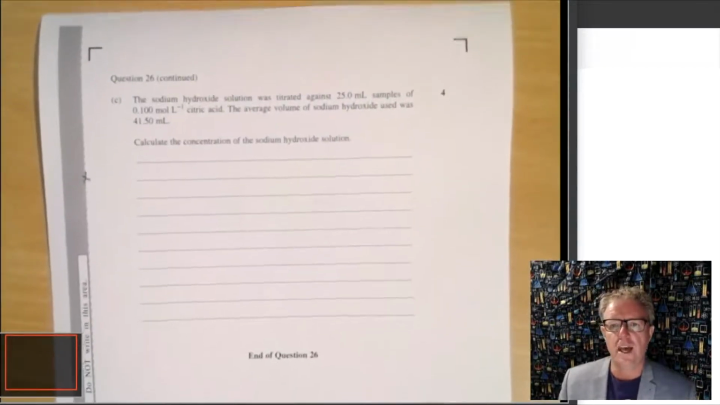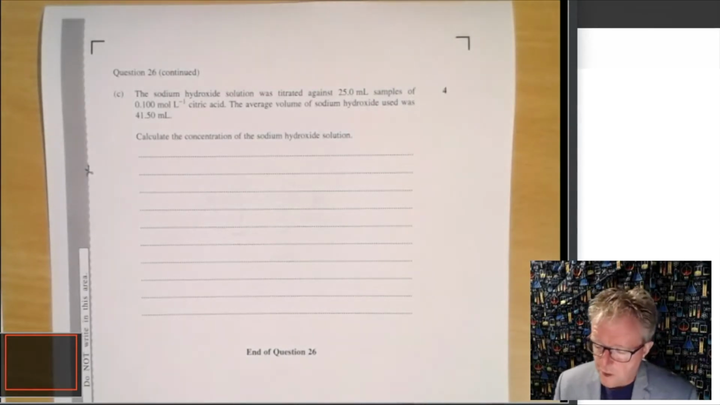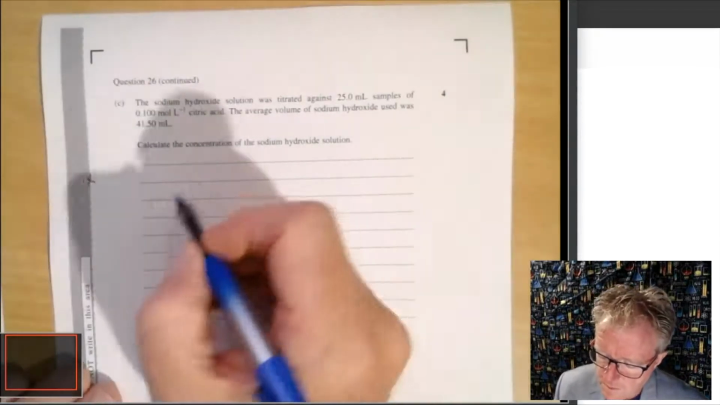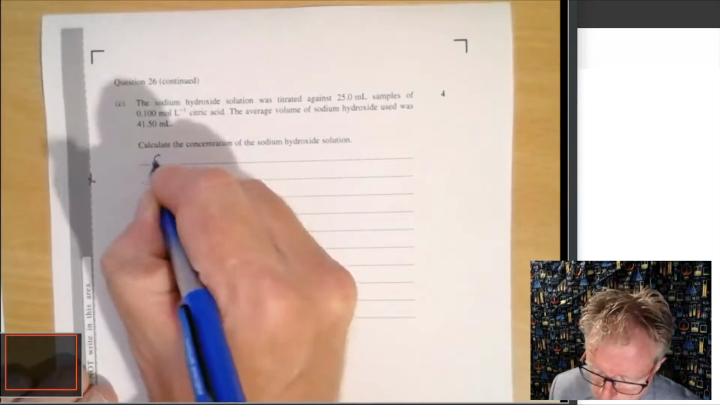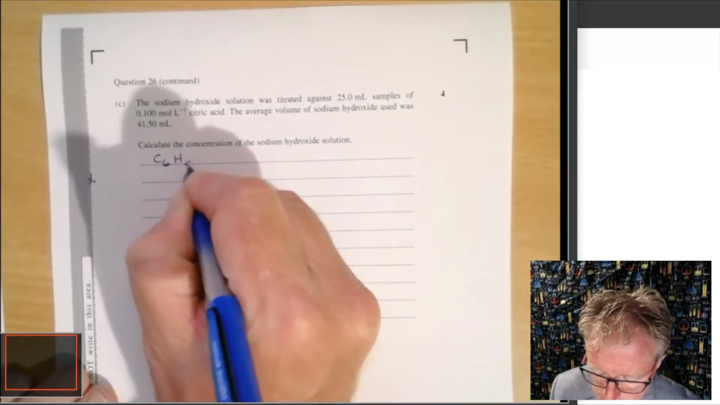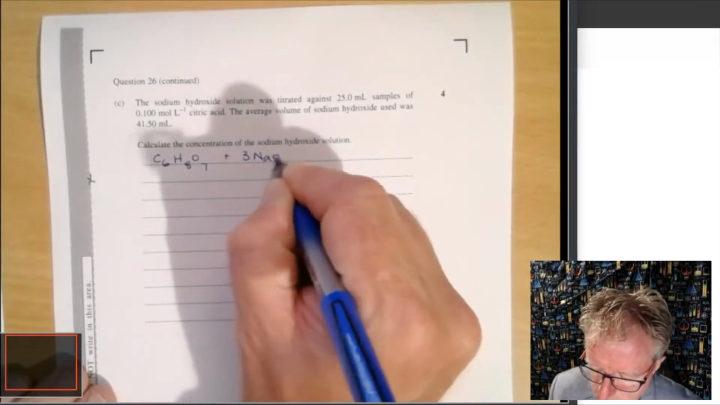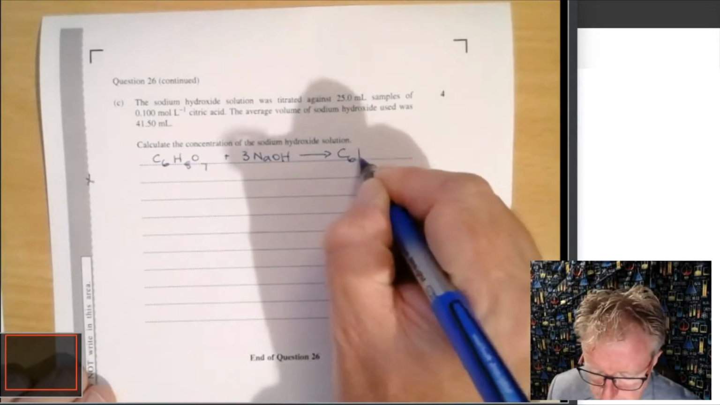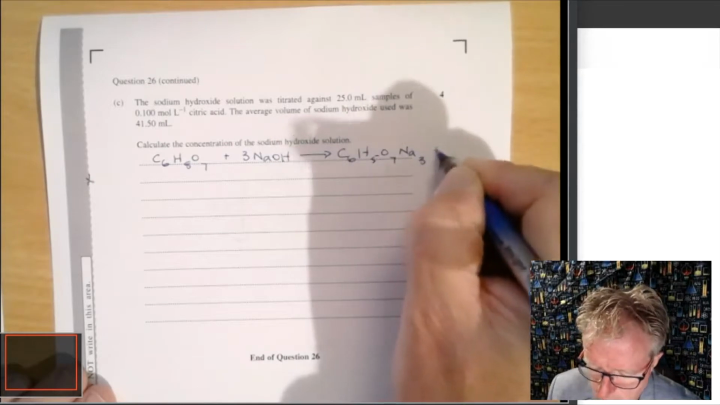Let's turn it over to the actual equation for calculations and see how we go here. So let's read it off. The sodium hydroxide solution was titrated against 25 mL samples of 0.1 molar citric acid. So let's write the equation. So we've got citric acid here plus 3 sodium hydroxide to give you the salt and water.